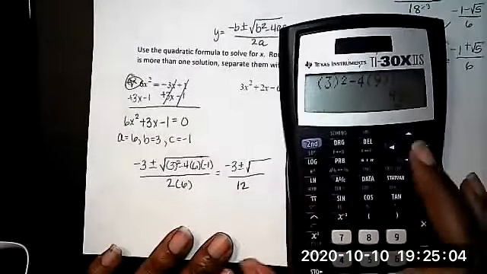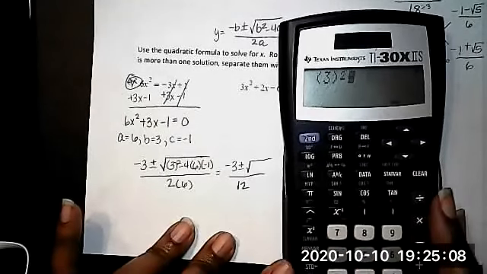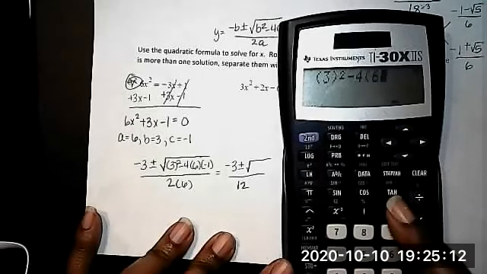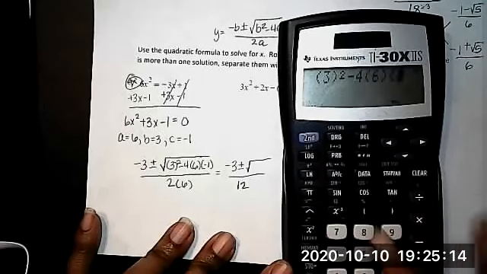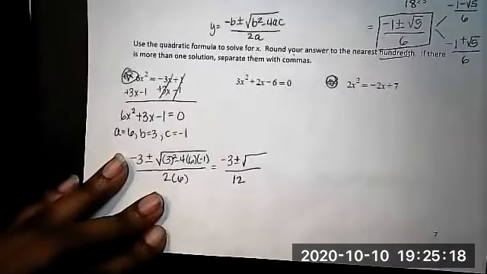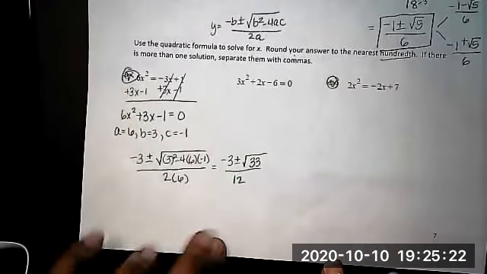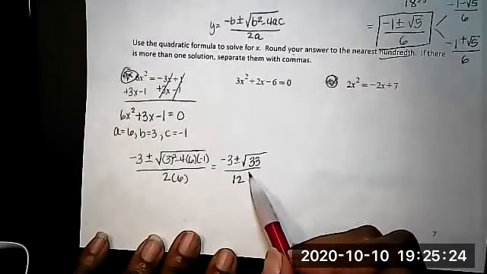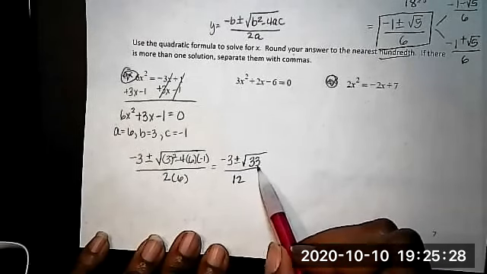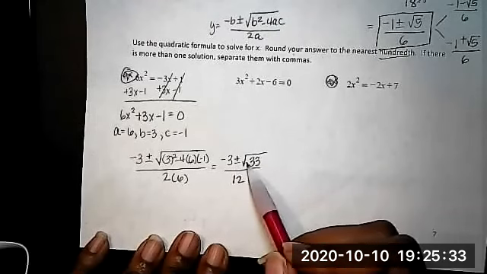Okay, so 3 squared minus 4 times 6 and then times -1. 33. That's what I got under here. Okay. Doesn't look like it can simplify at all. There's no perfect squares in there, I don't think. 3 and 11, nope. So there's nothing that can come out.